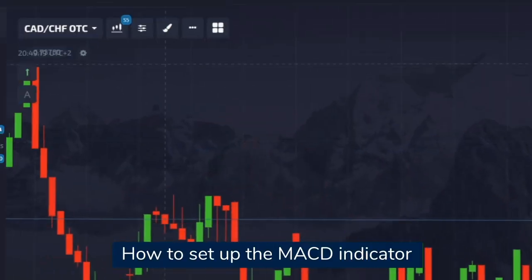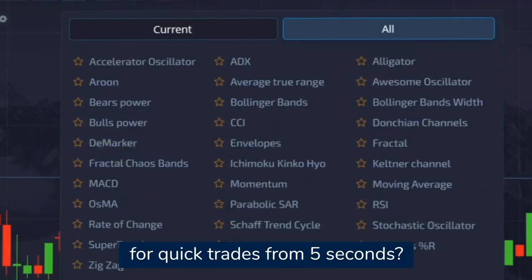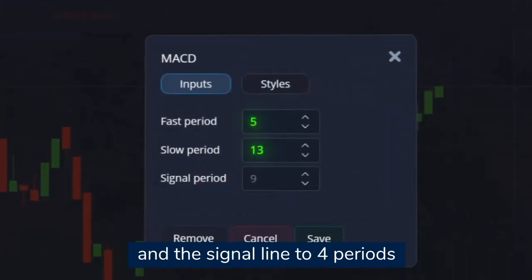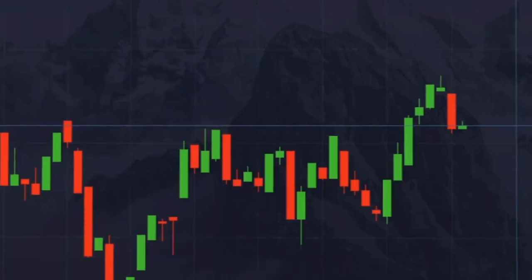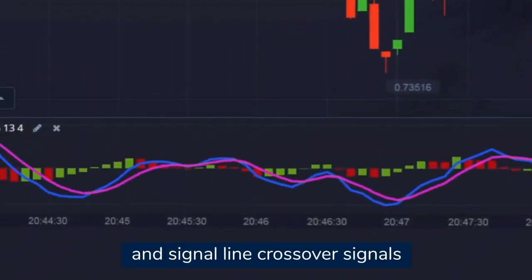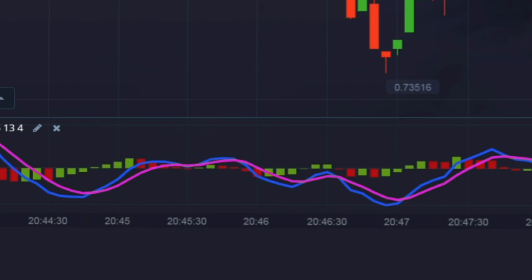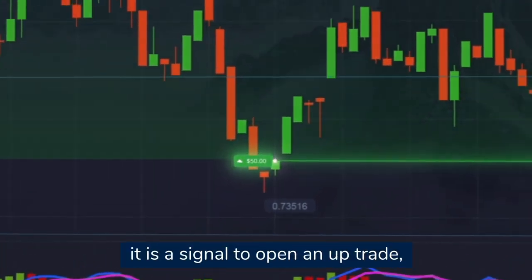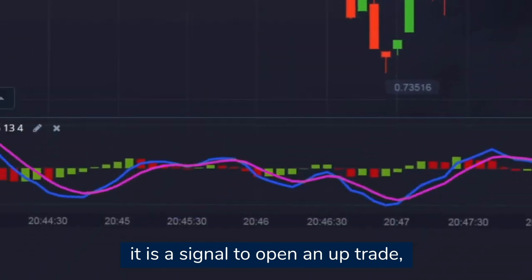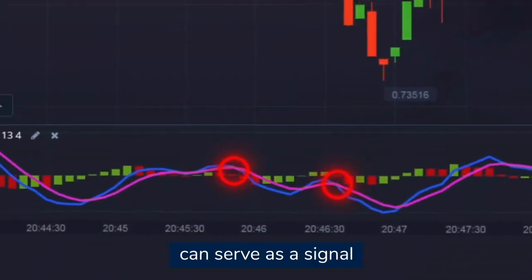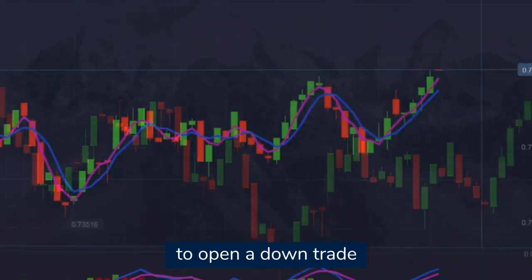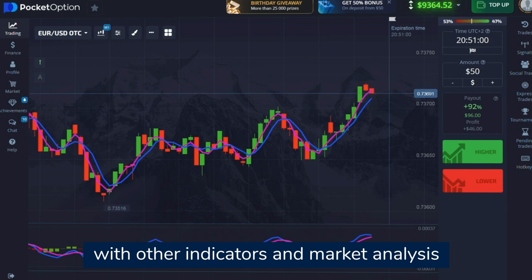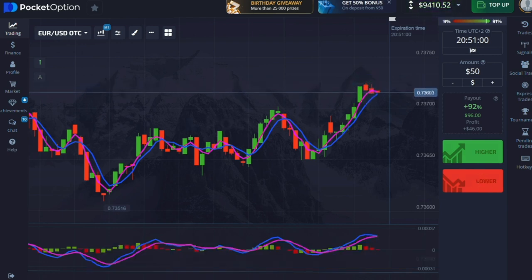How to set up the MACD indicator for quick trades from 5 seconds. Set the fast line to 5 periods, the slow line to 13 periods, and the signal line to 4 periods. Watch for MACD and signal line crossover signals. If the MACD crosses the signal line from bottom to top, it is a signal to open an up trade, while crossing from top to bottom can serve as a signal to open a down trade. Use the MACD in combination with other indicators and market analysis to get better signals.